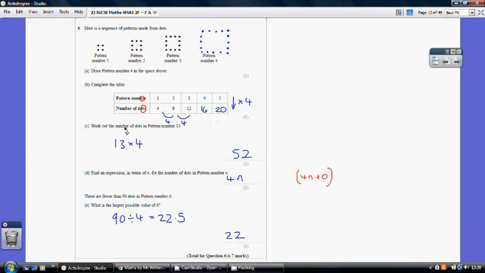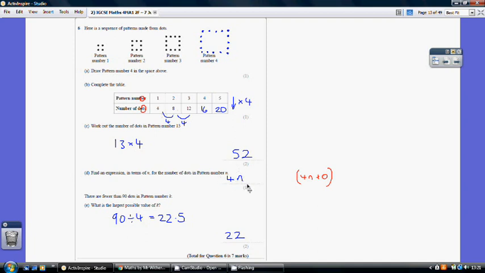Now for part C, work out the number of dots in pattern number 13. Well, we rely upon this relationship that to move from the pattern number to the number of dots, you multiply by 4. So the 13th pattern, 13 times 4, which is 52. Now part D, find an expression in terms of n for the number of dots in pattern number n. Well, here we're simply seeing that we're going up in 4s, so it's going to be 4n.